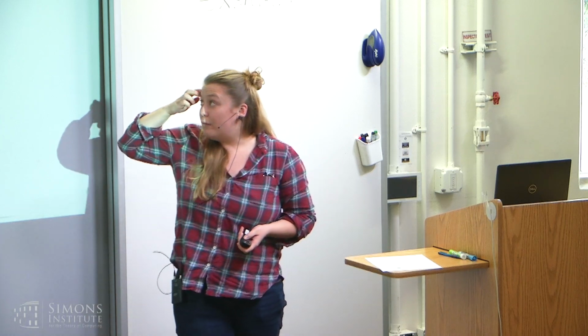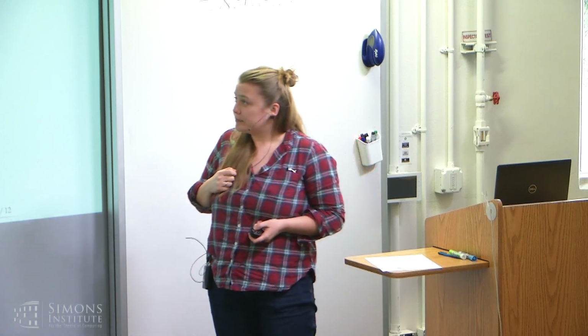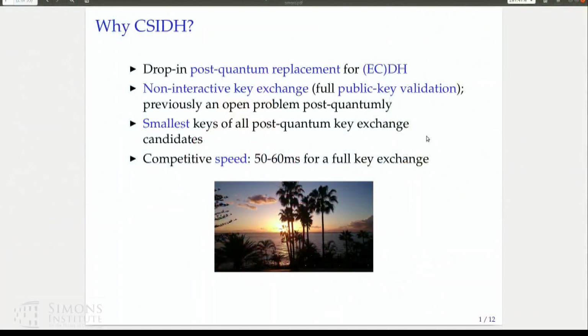Okay, so you might think, why is this? So we've got a room full of lattice experts and quantum algorithms experts. So why should you care about CSIDH, or isogeny-based crypto systems in general, but I'm going to focus on CSIDH. So it's probably the closest to traditional Diffie-Hellman or elliptic curve Diffie-Hellman, as in it's really a drop-in post-quantum replacement. And that is because it's really a non-interactive key exchange.